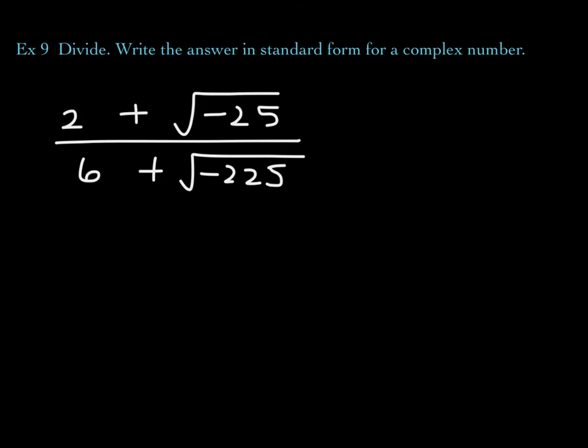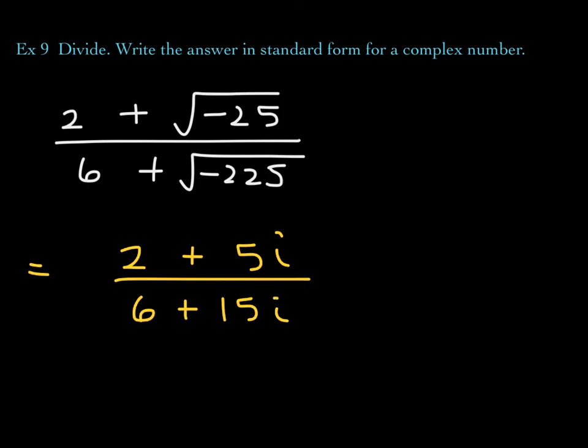All right, let's go to example 9. We're going to divide and, of course, write our final answer in a+bi form or standard form. But before we divide, everybody, let's write these in the right form, right? Let's write these in standard form. The numerator should be rewritten as 2 plus 5i. And the denominator should be rewritten as 6 plus 15i. Don't forget that 15 squared is 225.